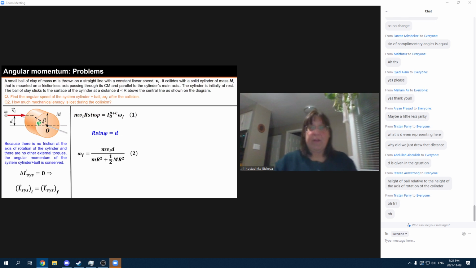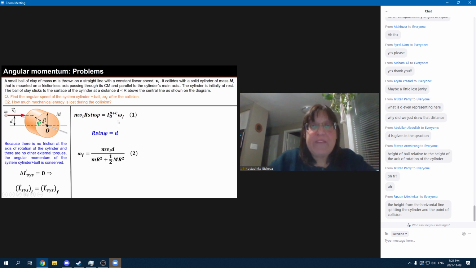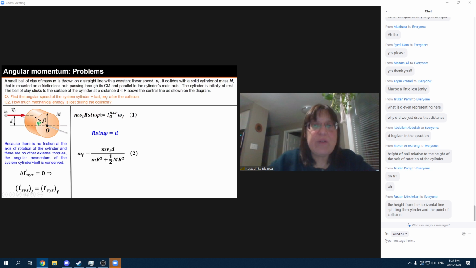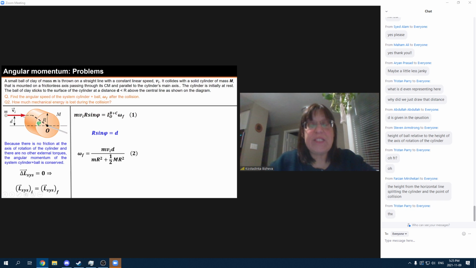All right. So then on the left side, we actually have the angular momentum of the system before the collision, which happens to be only the angular momentum of the little ball because the cylinder was not spinning. But afterwards, the cylinder plus the little ball, so B is for the ball and C is for the cylinder, they're both going to spin around an axis of rotation at point O with a certain moment of inertia and with a certain omega final, right?